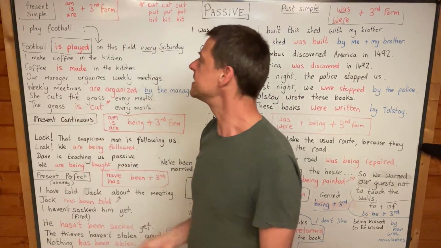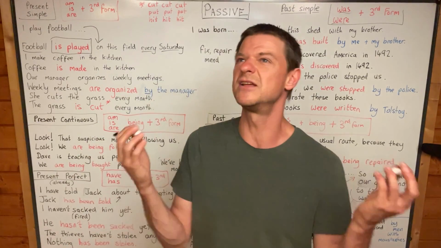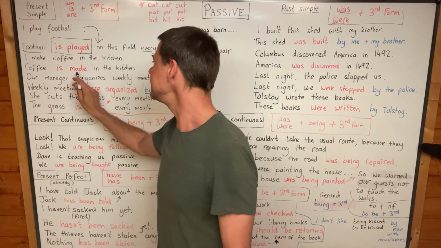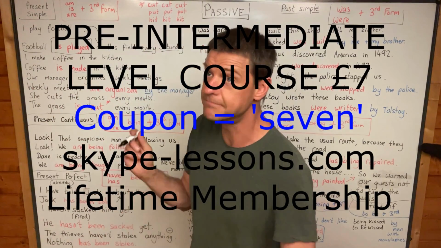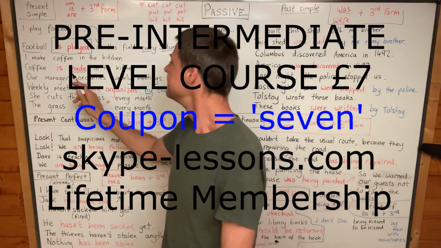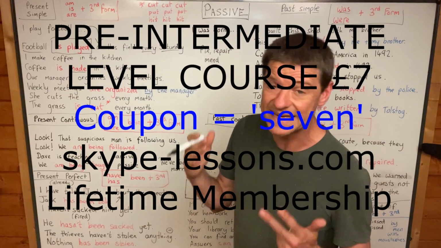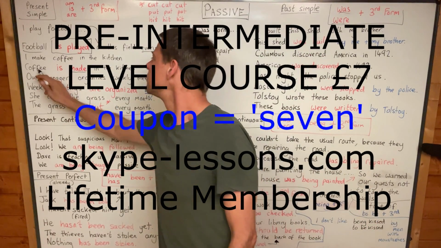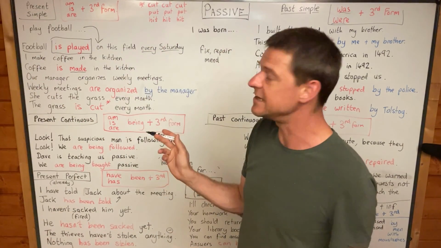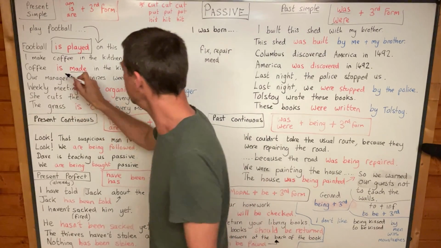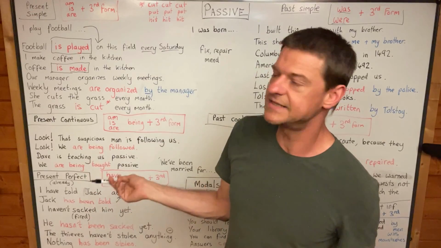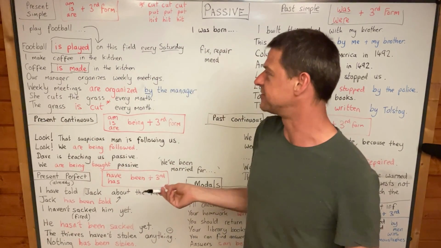I make coffee in the kitchen. Yeah, but maybe I don't want to tell you about who makes coffee. And I just say coffee is made. There's the third form of make: make, made, made. Play is regular: play, played, played. Make is a little bit irregular, make, made, made, but it sounds similar. Coffee is made in the kitchen, or in active, I make coffee in the kitchen. Okay, so I hope this is all clear so far. This is the passive form, is made. I make is the active form, but coffee is made is the passive form.